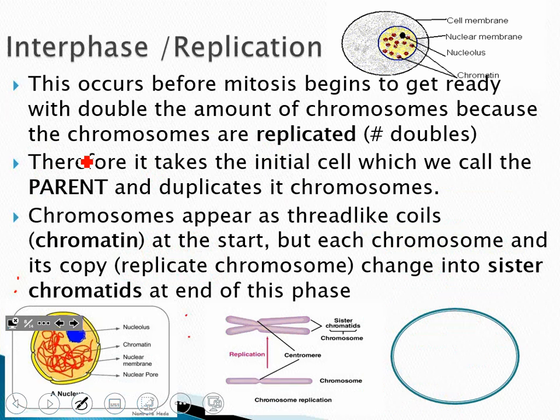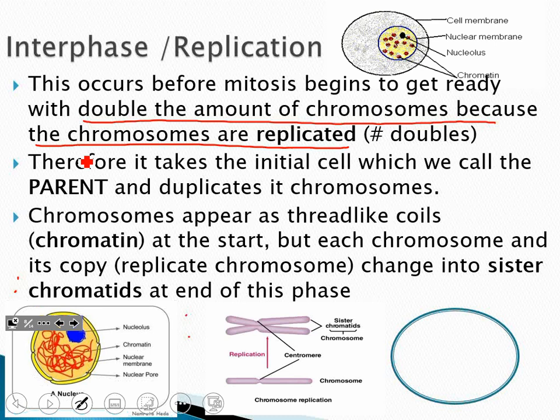Interphase occurs right before mitosis, and it gets ready for mitosis by doubling the amount of chromosomes. So the chromosomes get replicated. Basically, we don't have twice the genetic information. We just have a photocopy of the stuff we already have.